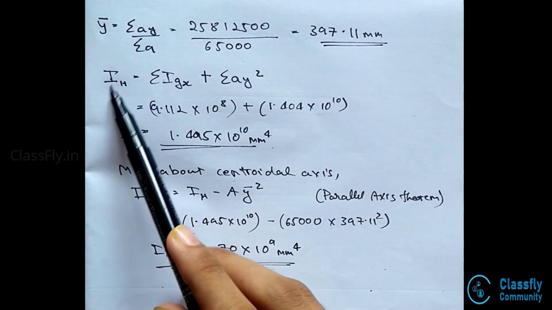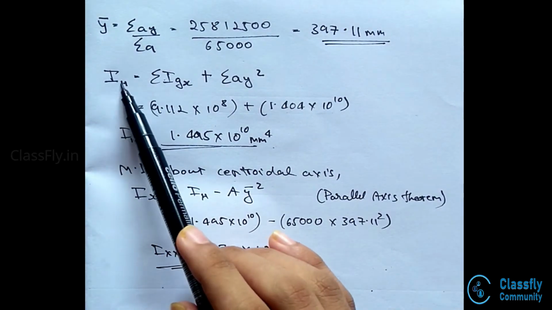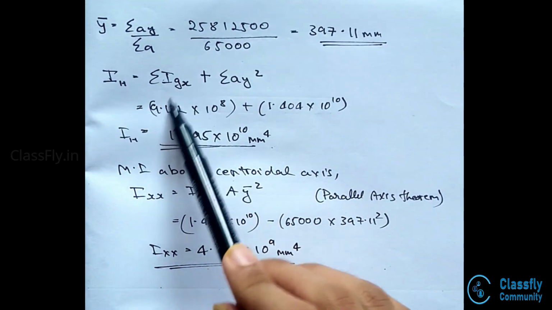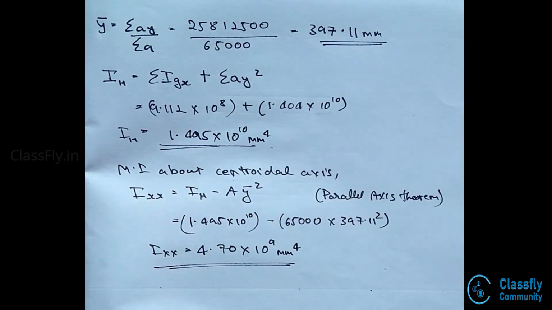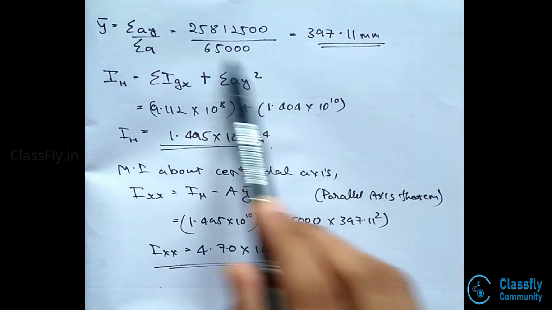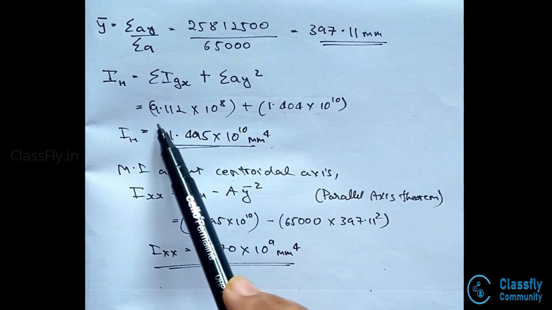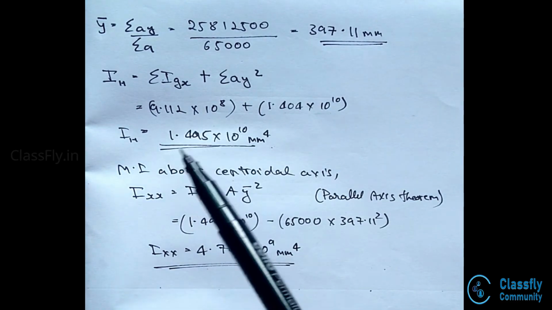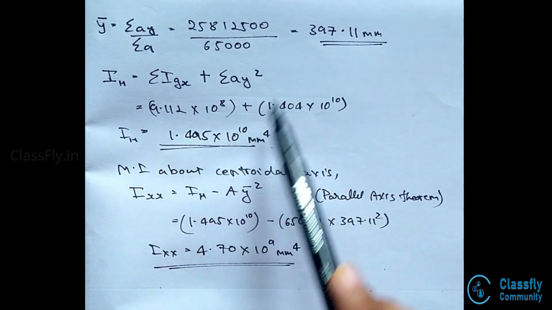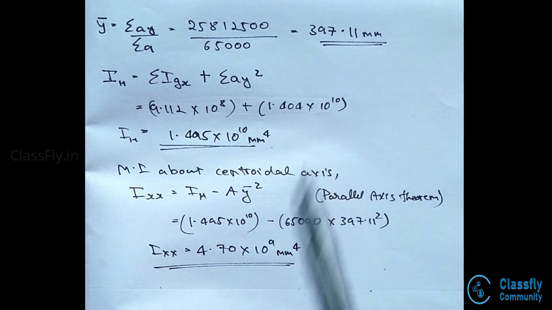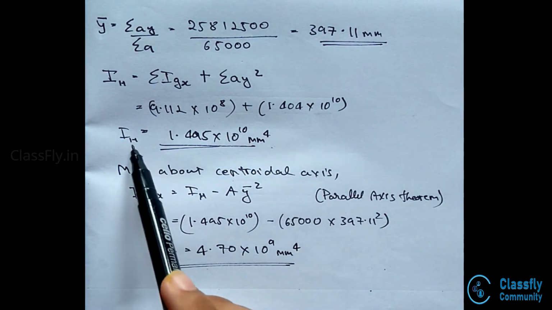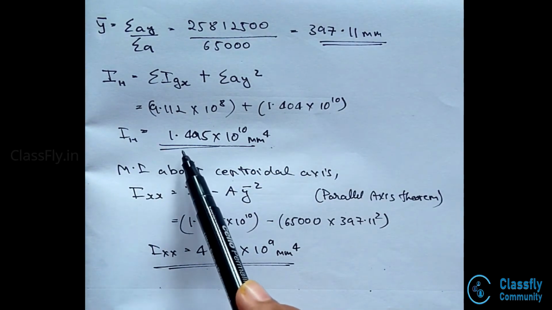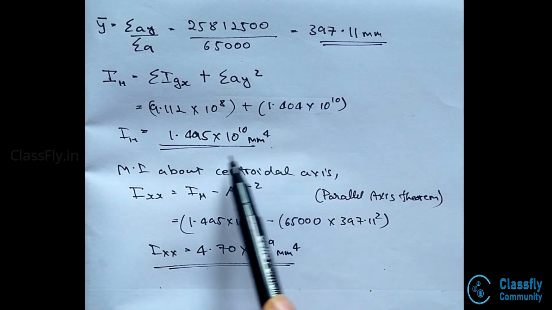Now, the moment of inertia about the 1-1 axis, that is I11, is nothing but summation Igx plus summation ay square. This is the formula. Hence, we have summation Igx, that is 9.112 into 10 to the power 8 plus summation ay square, that is 1.404 into 10 to the power 10. Hence, we get the value of I11 to be 1.495 into 10 to the power 10 millimeter to the power 4.